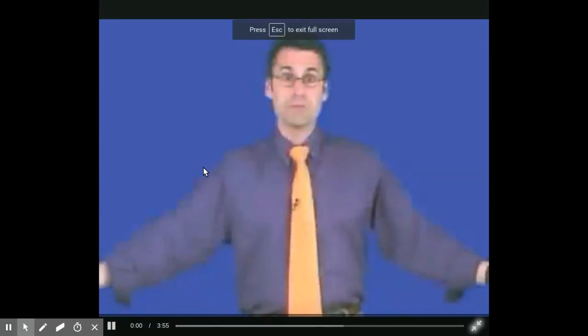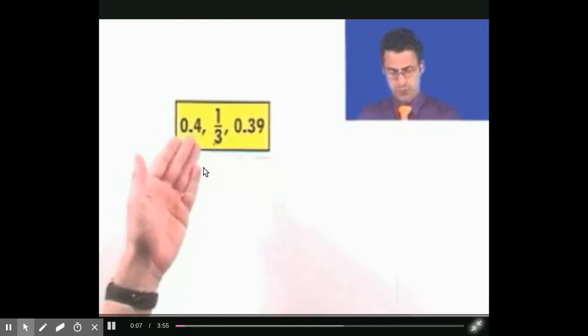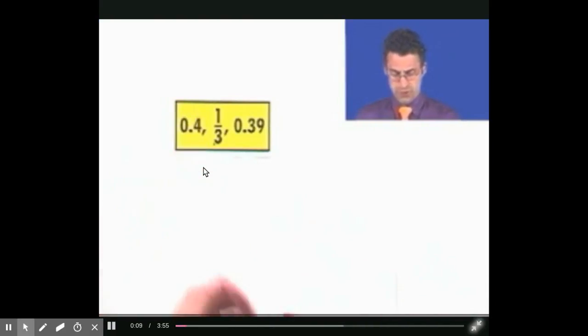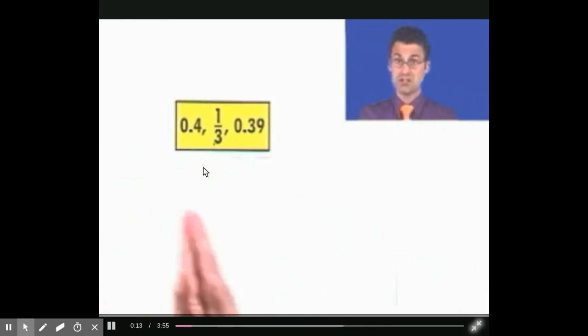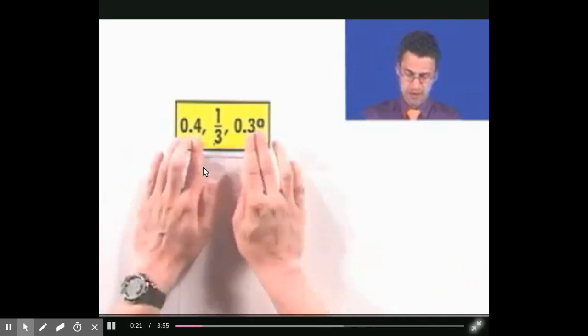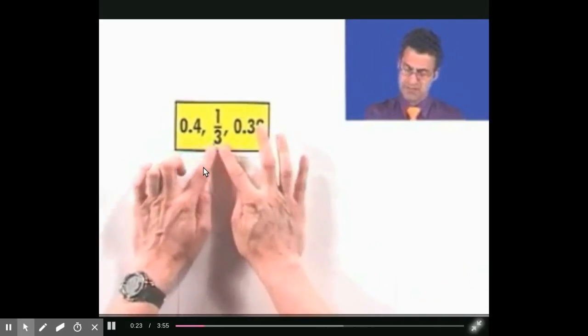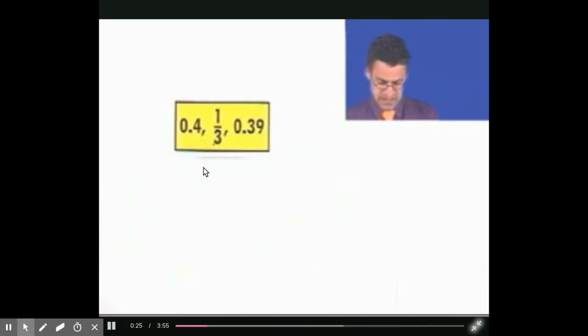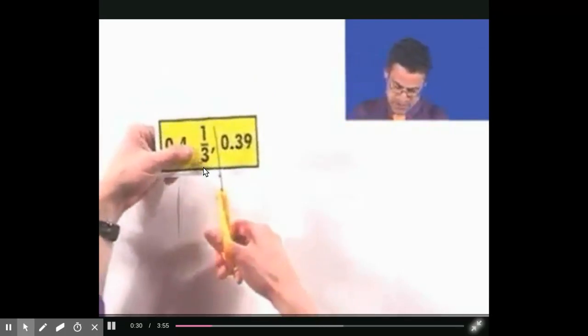Suppose that you want to take a list of numbers and order them. Here's 3, 0.4, 1/3, and 0.39. I want to order them from smallest to largest. Now, how am I going to do that? What I'm going to do is first convert everything to a decimal. That's the best way to compare these numbers. I can compare these numbers pretty readily, but that one's a fraction. So first, let's do a little side calculation. Let me cut them up so I can move them around and decide how we want to order them.